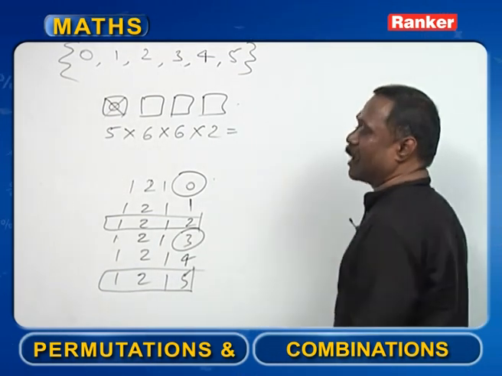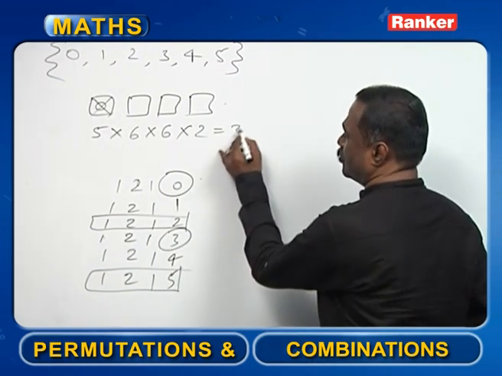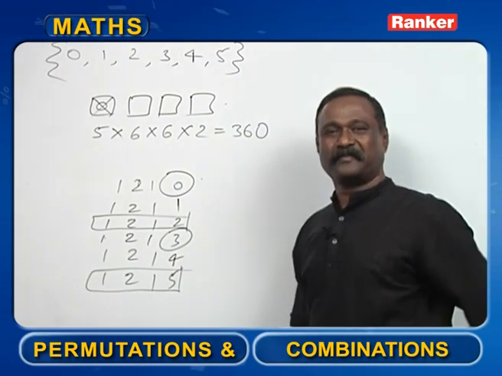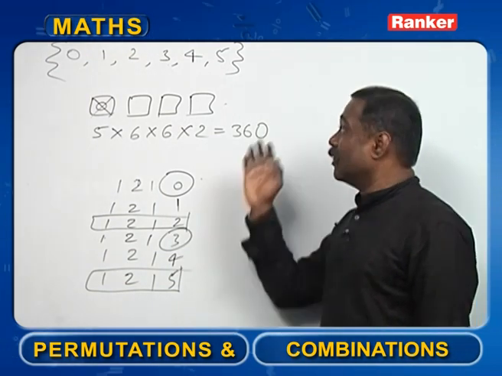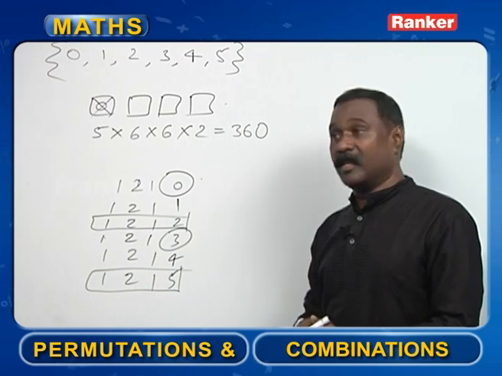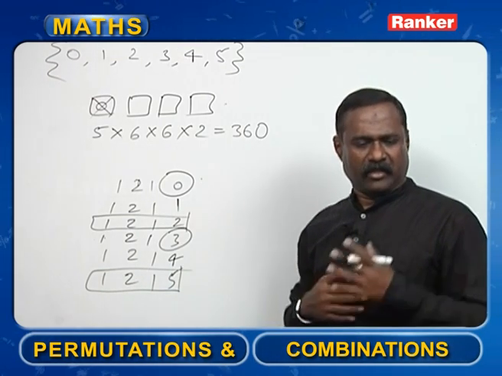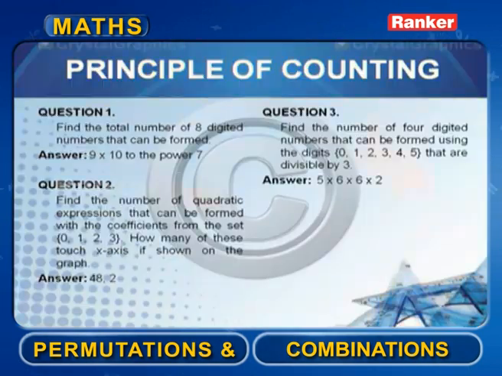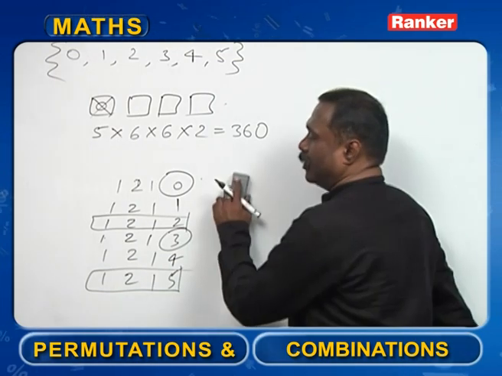So in this case, what happens? This is 36 into 10, it is 360. And we have got 1080 there. If you take all the numbers, they are 1080. Among 1080, 360 numbers will be divisible by 3. So the answer is 5 into 6 into 6 into 2, which is nothing but 360. So you can follow this divisibility rule. This is a problem to be understood.